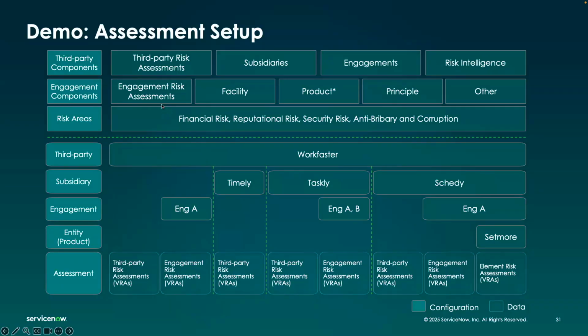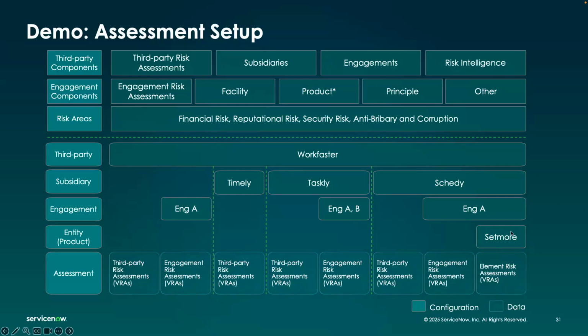Now coming to engagement components. For engagements, whether tied to WorkFaster or its subsidiaries, we are also risk assessing the engagement layer using these five components: engagement risk assessments, facilities, products, principles, and other. Other is a flexible bucket for additional entities like subcontractors or maybe services.